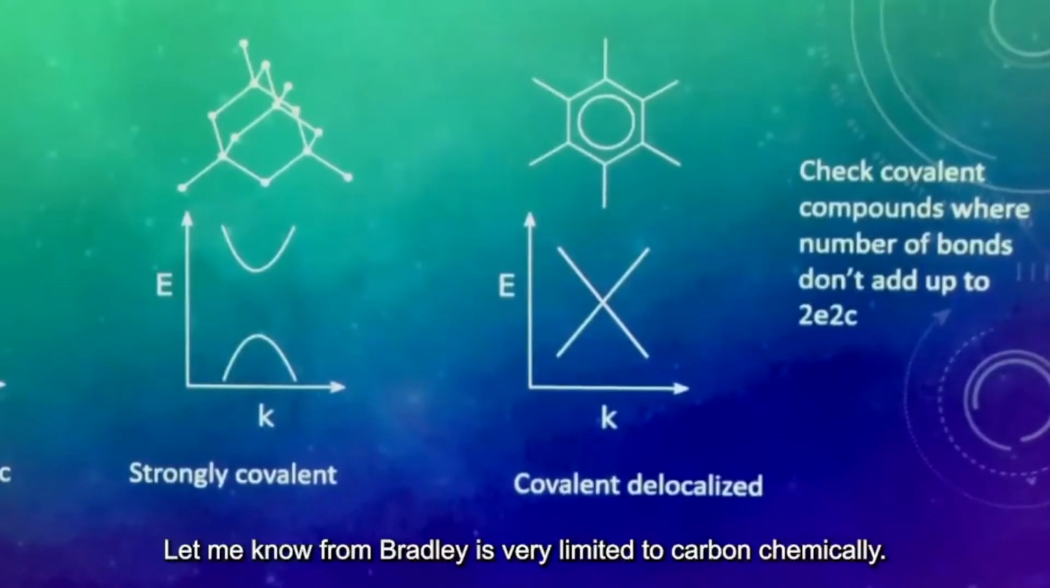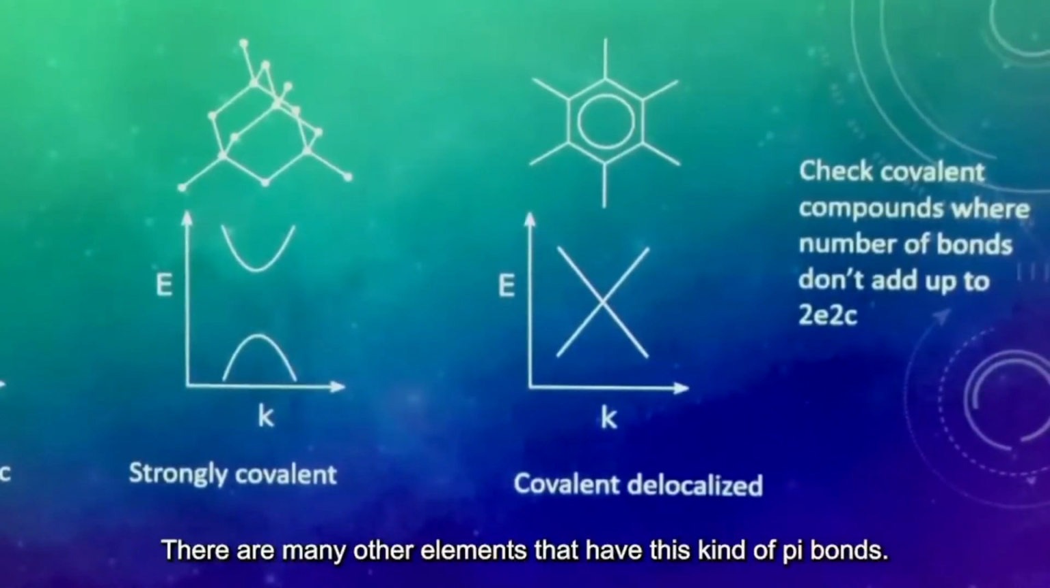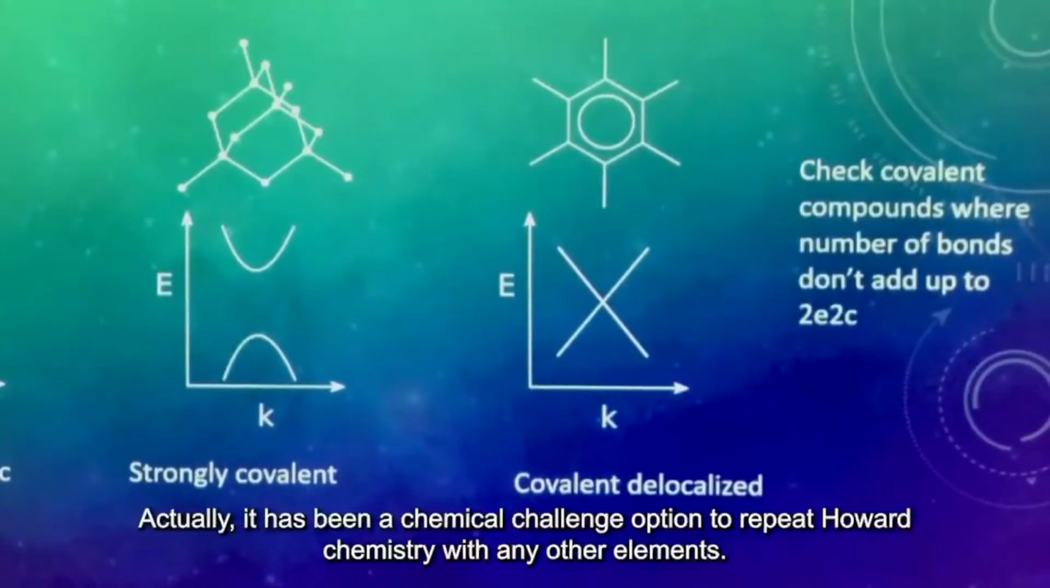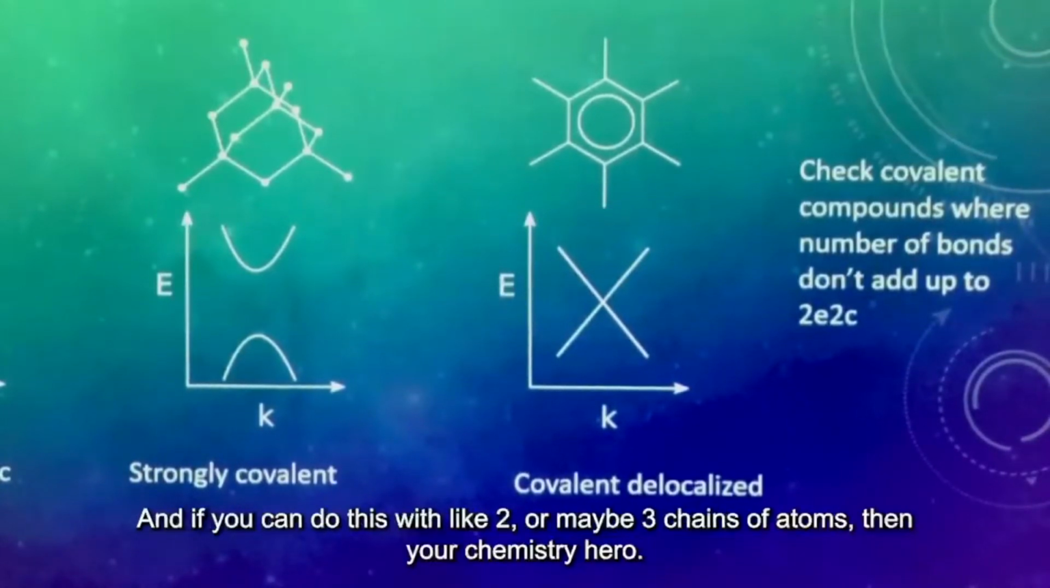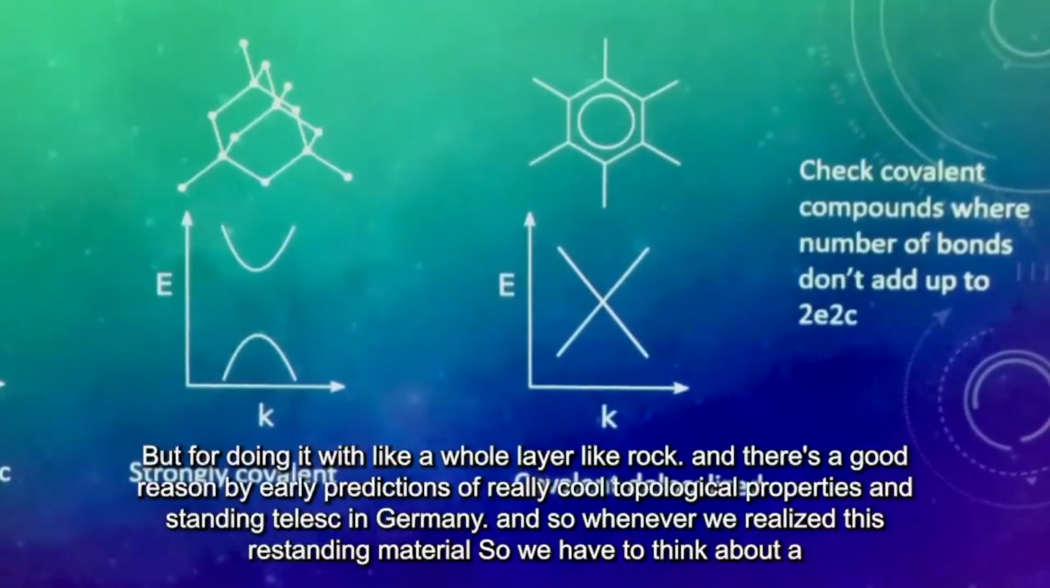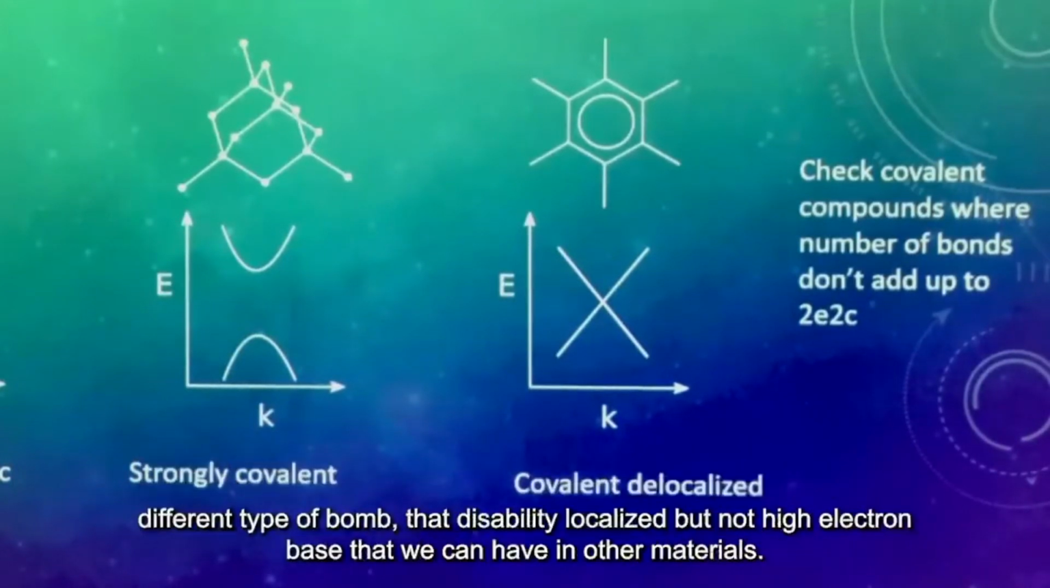But there's some problem with this, because this type of delocalized bonding that we know from graphene is very limited to carbon chemically. There aren't many other elements that have this kind of pi bonds. Actually, it has often been a chemical challenge to repeat carbon chemistry with any other elements. If you can do this with like 2 or maybe 3 chains of atoms, then you're a chemistry hero, but forget doing it with a whole layer like graphene. And there's a good reason why early predictions of really cool topological properties in stanene, silicene, germanene were never realized as freestanding material. So we had to think about a different type of bond that is still delocalized, but not pi electron based, that we can have in other materials.